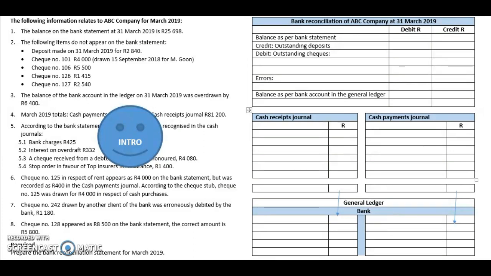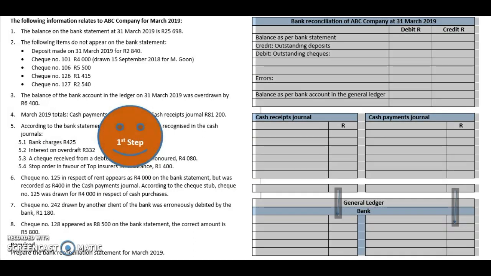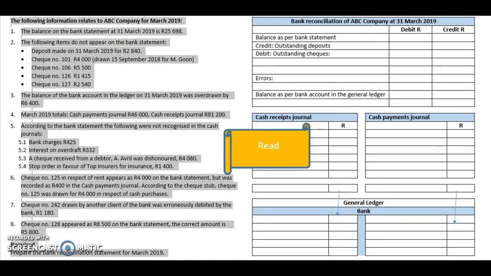Now let's get started. First step is to open the records required to complete this exercise. Open or write out the templates for a bank reconciliation statement, a cash receipts journal, a cash payments journal, and the general ledger bank account. Read through the information provided and then record the balance as per the bank statement, the totals in the cash journals, and the balance in the general ledger account.